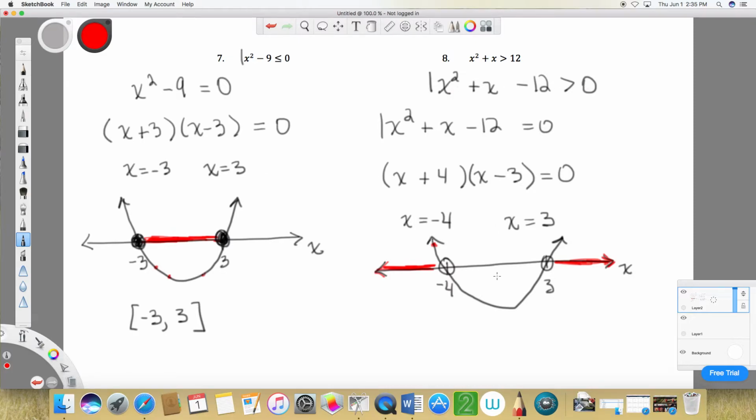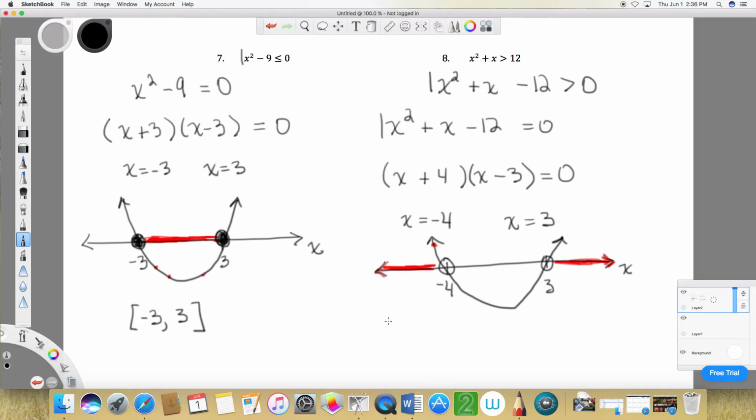You pick a number like 0, and it's easy to see that -12 is not greater than 0, that these numbers that are between -4 and +3 result in a negative number, since you're below the x-axis. We want to be positive, strictly greater than 0. So we're ready to write our solution set.